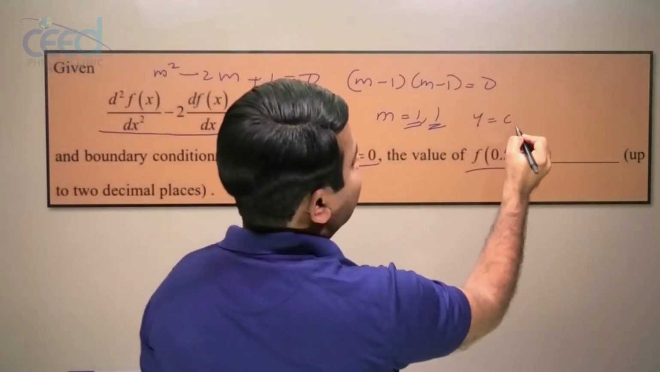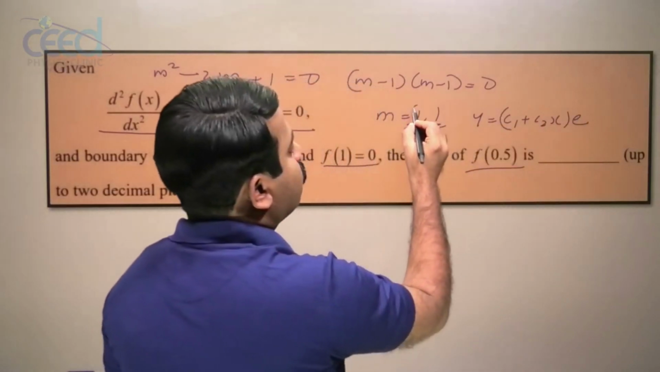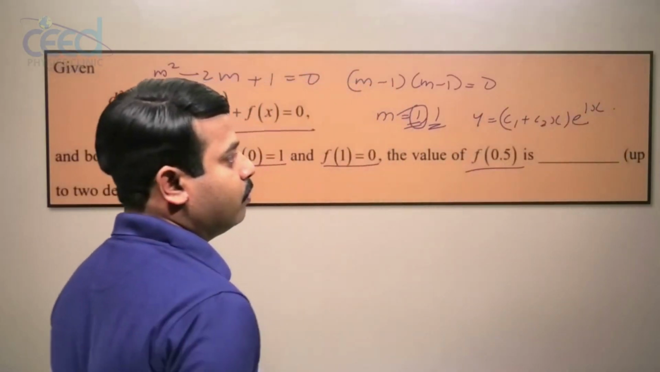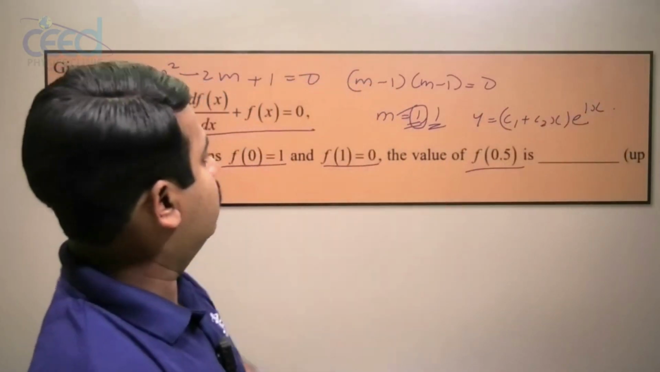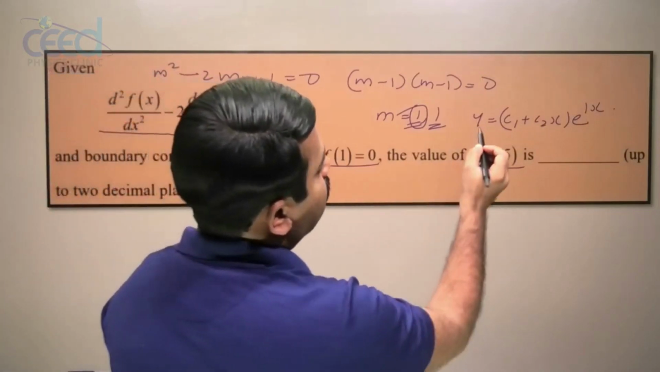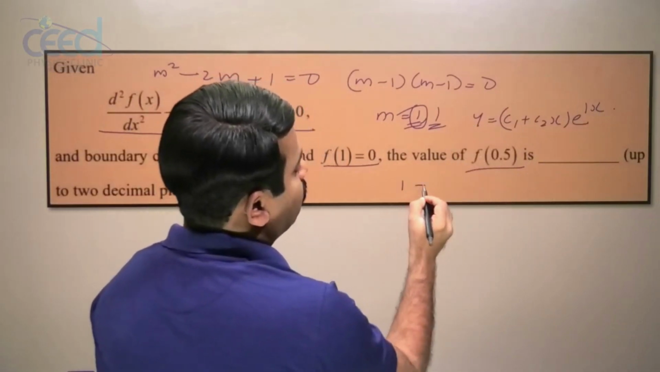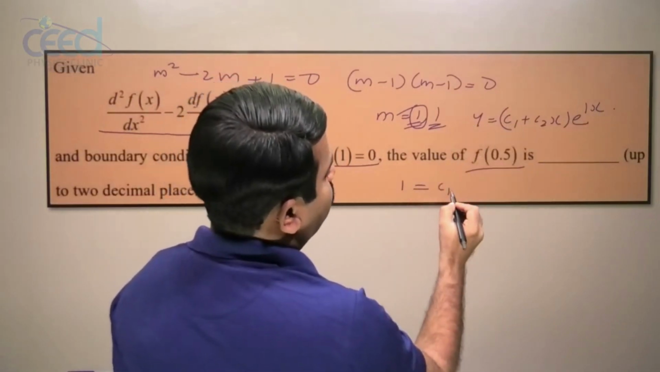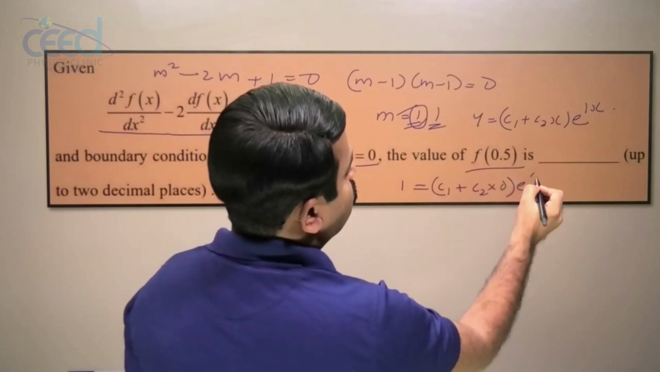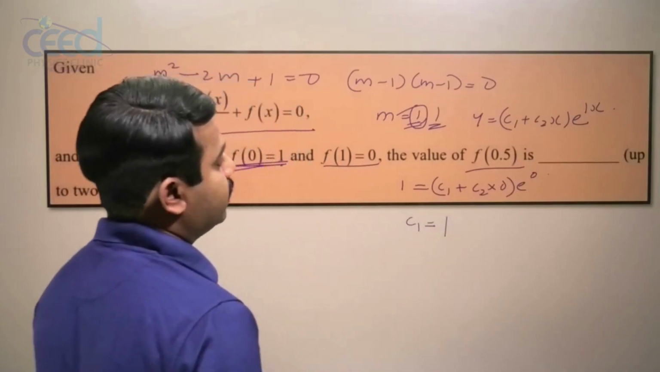y = (c1 + c2x) e^(1x), since the roots are same. This is the solution. Now f(0) is given as 1, means put x = 0, then y value is 1. So 1 = (c1 + c2 × 0) e^0, then c1 = 1.